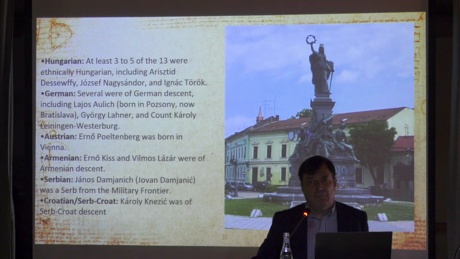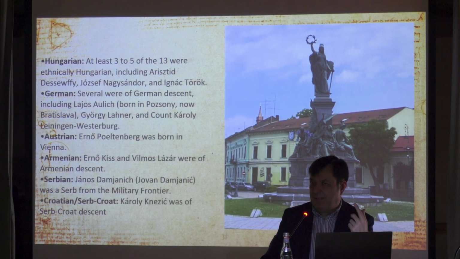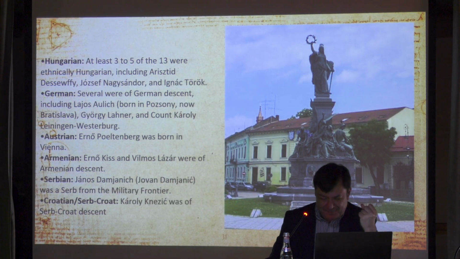So, they opted for both. So for some of them, there was no problem to be Serbs and Hungarians at the same time, no matter what Petőfi told them, who was, by the way, of Serbian origin and who insulted them.